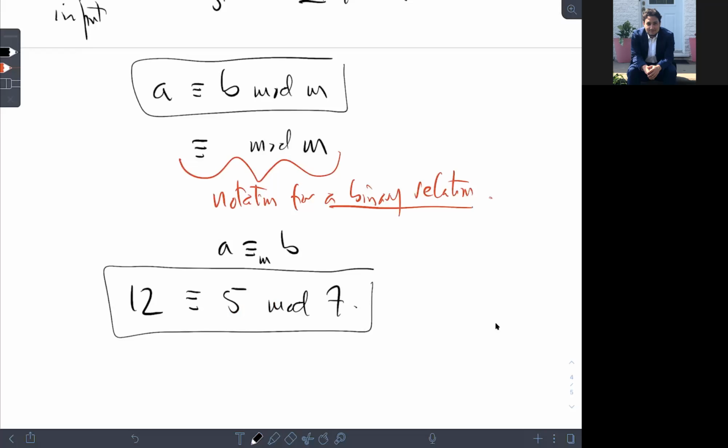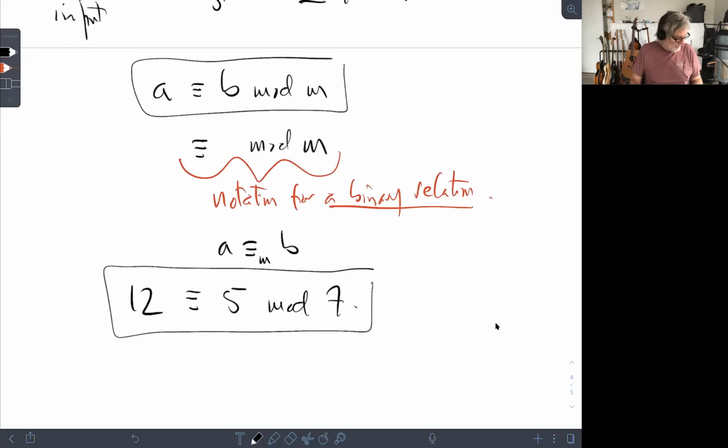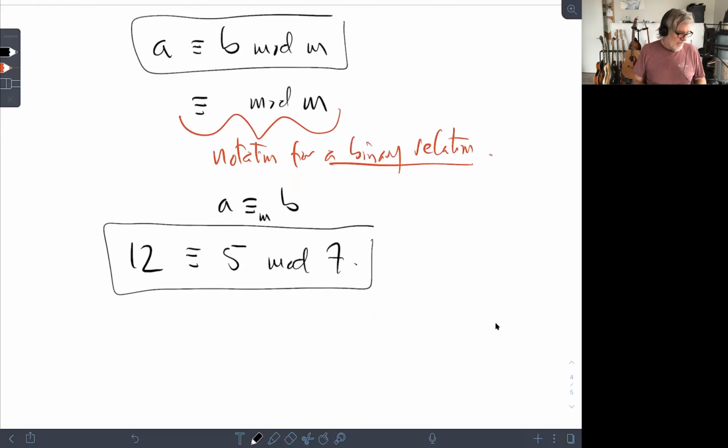If it helps, read it in your head: A is congruent to B. If you say it out loud or in your head, it helps.